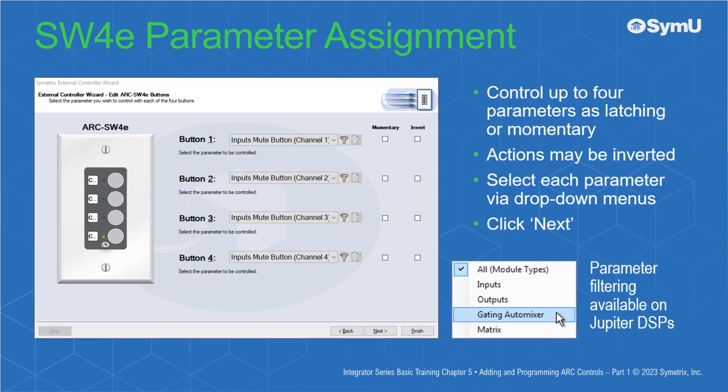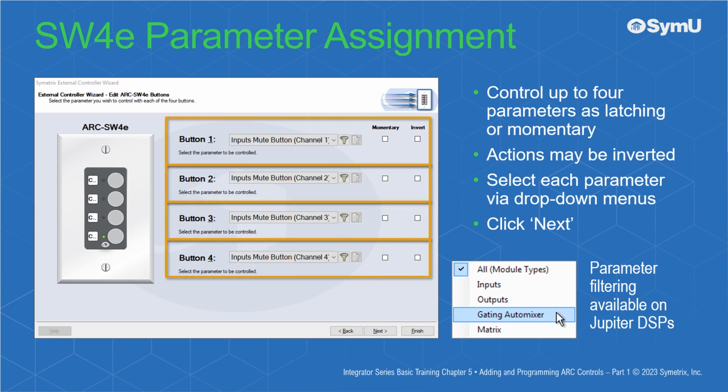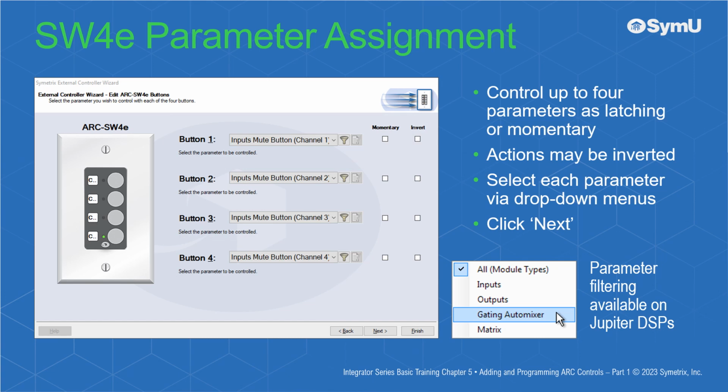The SW4e may control up to 4 button type parameters as latching or momentary, and their actions may be inverted, for example, push to mute versus push to talk. Select each button's parameter via the drop-down menu. To narrow the list of parameters on the Jupyter software, click on the Filter menu on the right of the parameters drop-down list. This feature is not available in the Zone Mix 761 software. When finished, click Next.